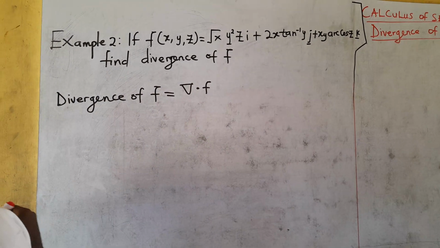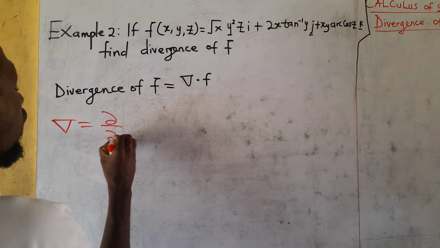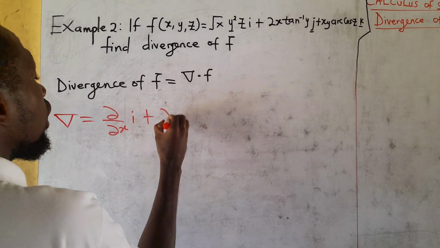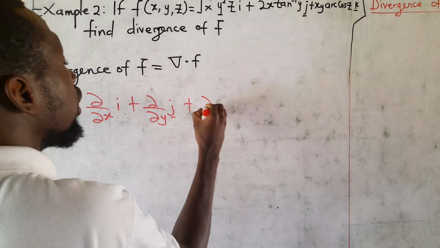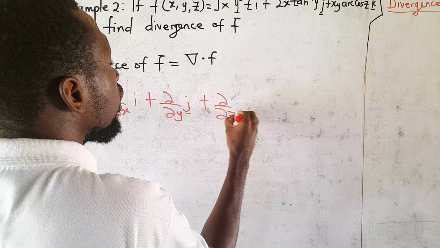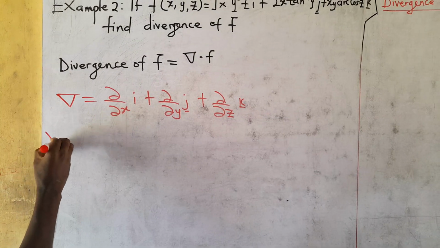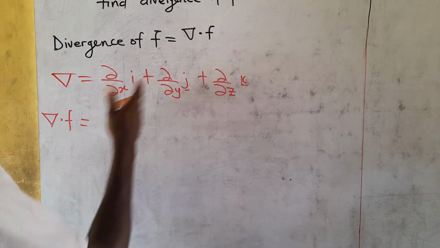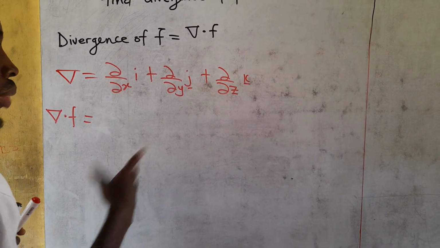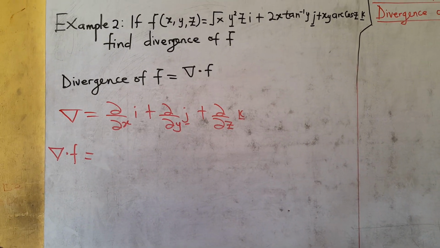The differential operator is giving us del over del x i plus del over del y j plus del over del z in the k direction. Then we can say that del dot f will be equal to, so the i's will multiply, j's multiply, k's multiply. If you remember how to dot a vector very well.